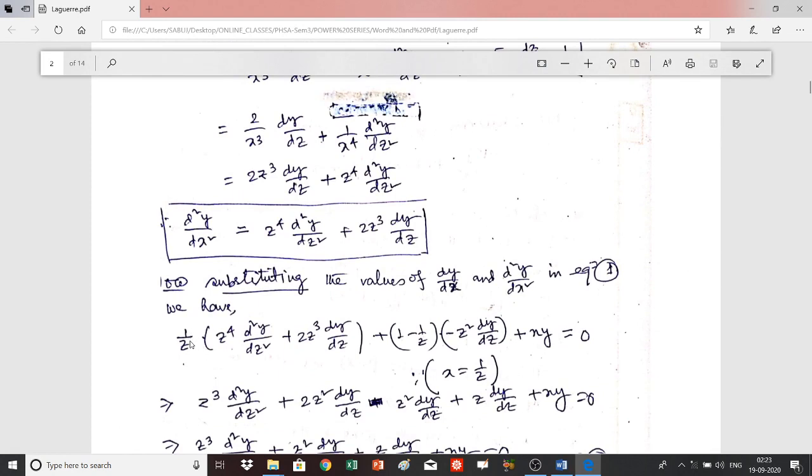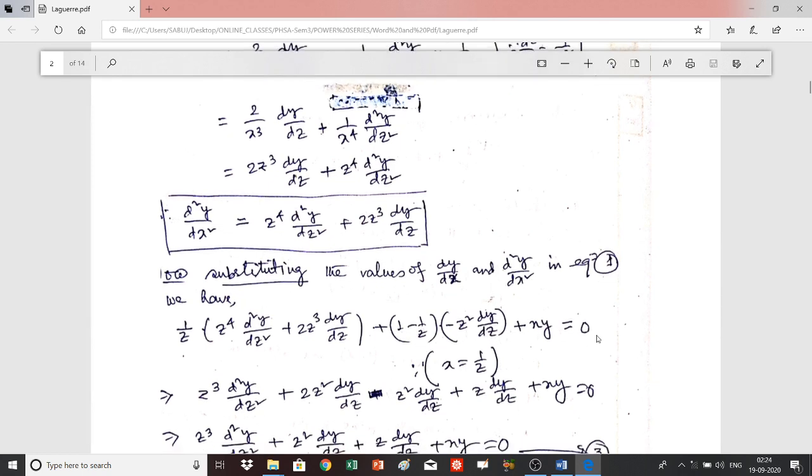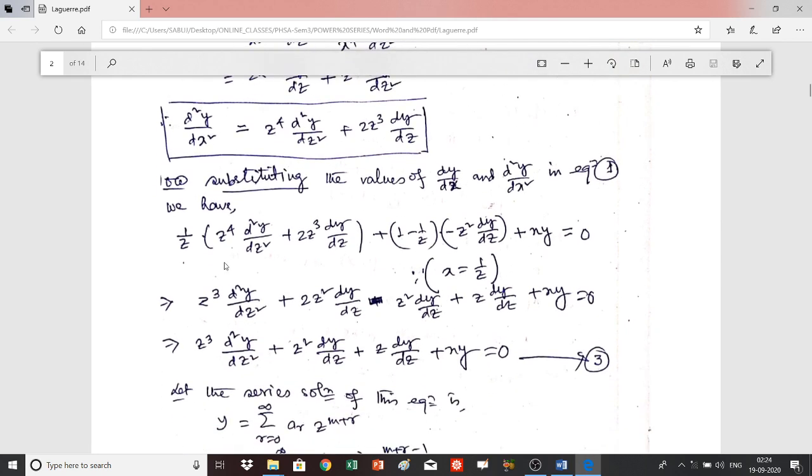Here it is written because x is 1 by z, so 1 by z, and d2y by dx square is here. Then 1 minus x was there, so 1 minus 1 by z will be here, and then the value of dy by dx, and then ny is equal to 0. The simplification is done through this line and this line.